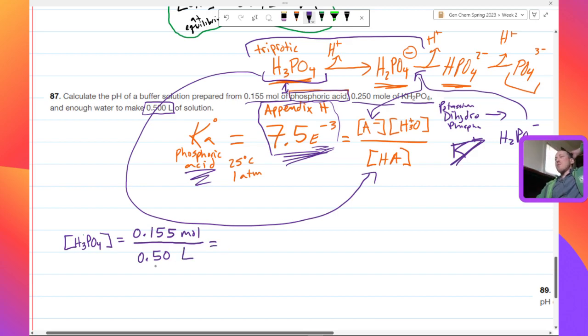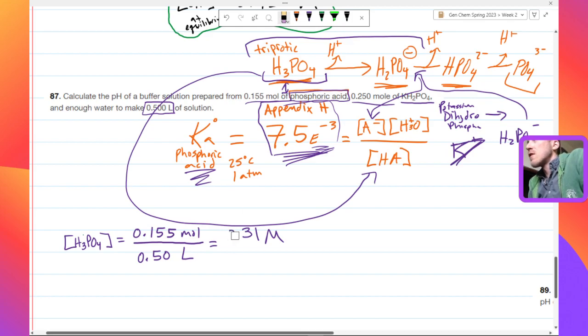Okay, so basically we're dividing by a half, which is the same thing as multiplying by 2. So the concentration of phosphoric acid here is going to be 0.155 times 2, which I like to unnecessarily do math in my head sometimes. So that is, I think that would be 0.31. That seem right? That is right. Molar.